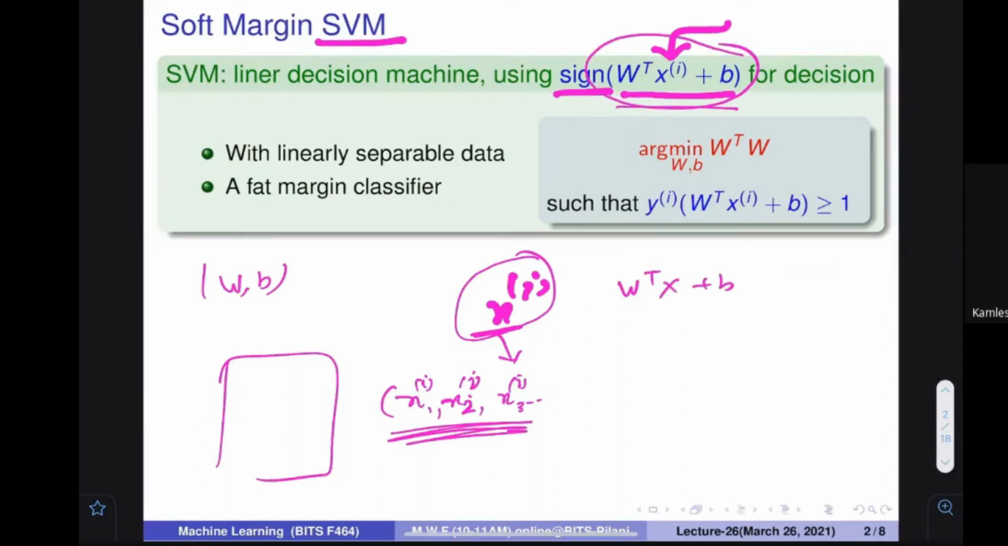You know that if you want to find out the distance of a particular point, for example this particular point, from this particular plane, you can write the equation this way: W transpose X divided by the L2 norm of W. Are you okay with this? We can use this equation to find the distance of a point from a hyperplane.